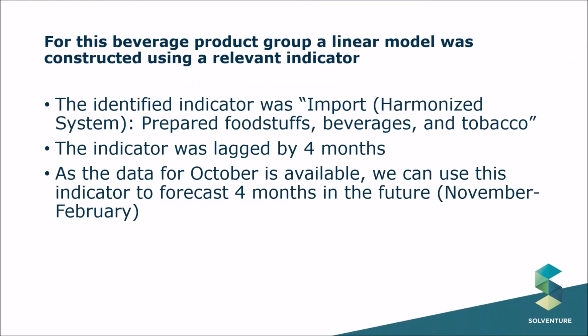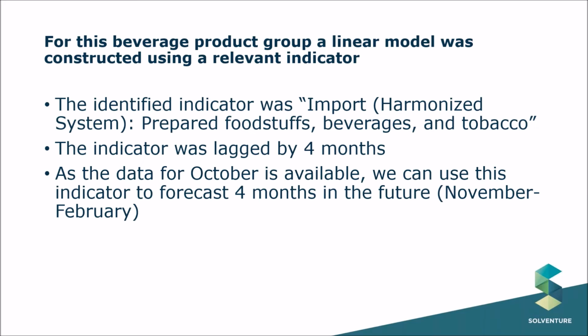What is the indicator that was identified as providing the best forecast for this product group? It was an indicator called here imports for prepared foodstuff, beverages and tobacco. It was leading by 4 months. So by looking at the imports for prepared foodstuffs, beverages and tobacco, we are able to predict where our sales is going to go, let us say in 4 months. So the data for October, we have that currently available for this indicator.